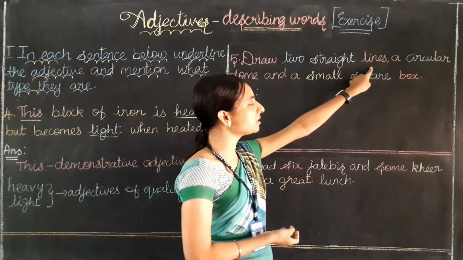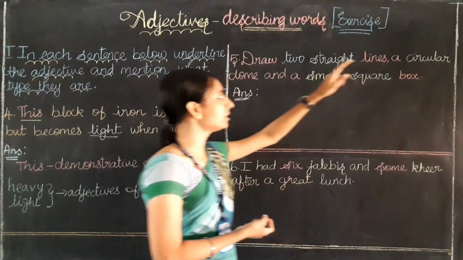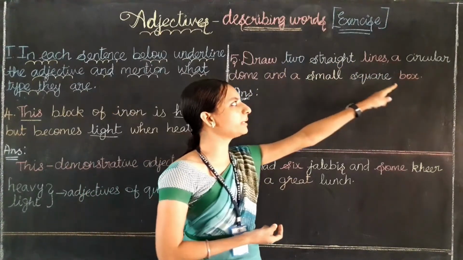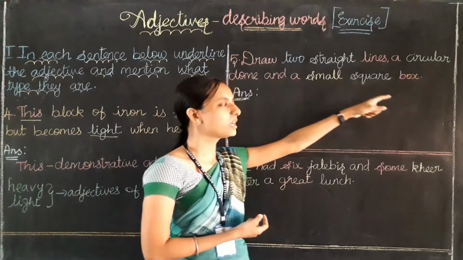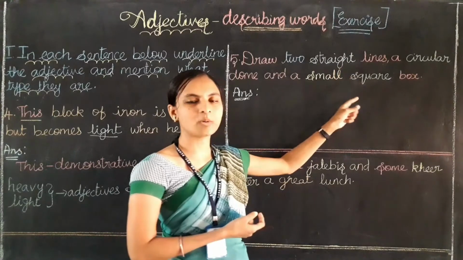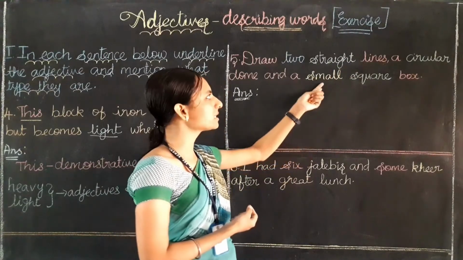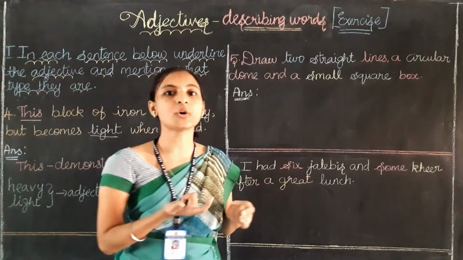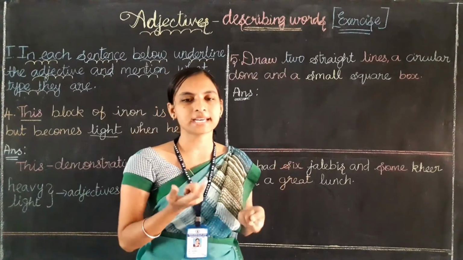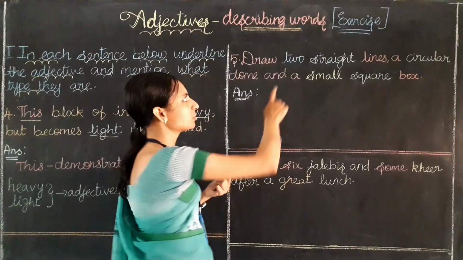Straight means it is the shape of this line. Circular means it is the shape for the dome noun, and for square will be the shape name for the box. Okay, so these 3 are the shape. So these are the adjective of shape only. So next, small. Yes, it's talk about the size of the noun. So it is the adjective of size. Are you getting me? Yes.